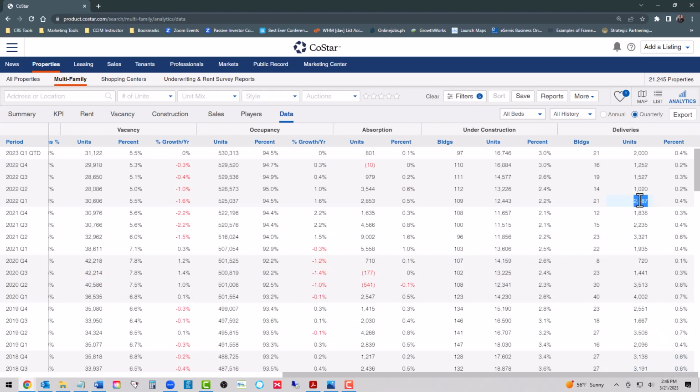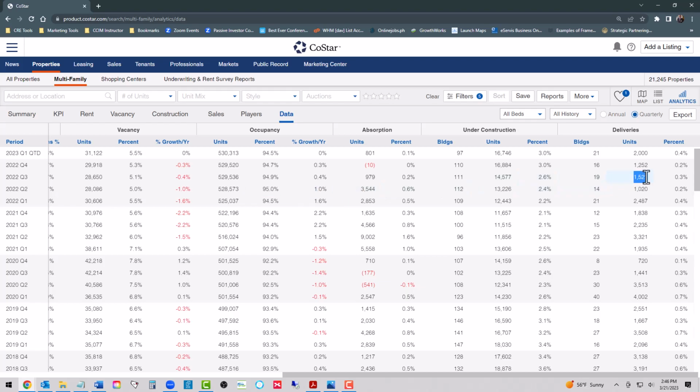If we look at deliveries in the first quarter, we had 2,487 and more units absorbed than were delivered. So 2,487 vacant units were delivered to the market, and not only did those 2,487 absorb, an additional almost 400 units were rented on top of that. Even better, we had 1,020 deliver in the second quarter and a staggering 3,544 units absorbed, taking that occupancy all the way up to 95%. Real strong occupancy in the market.